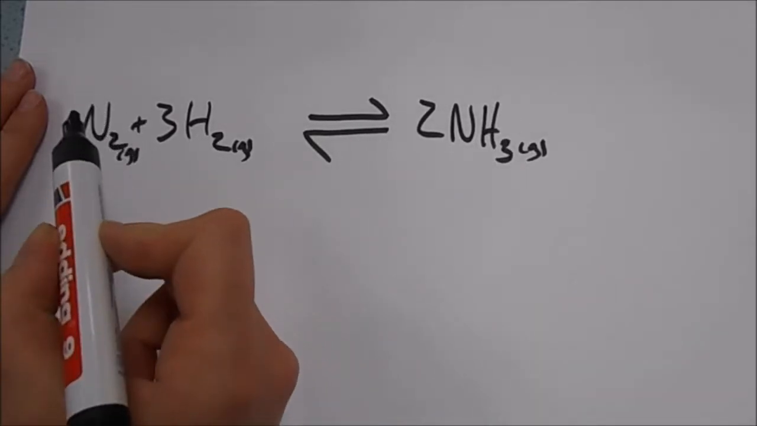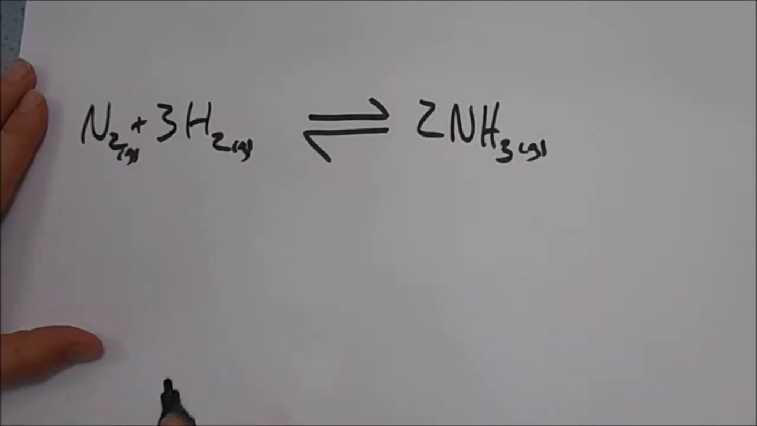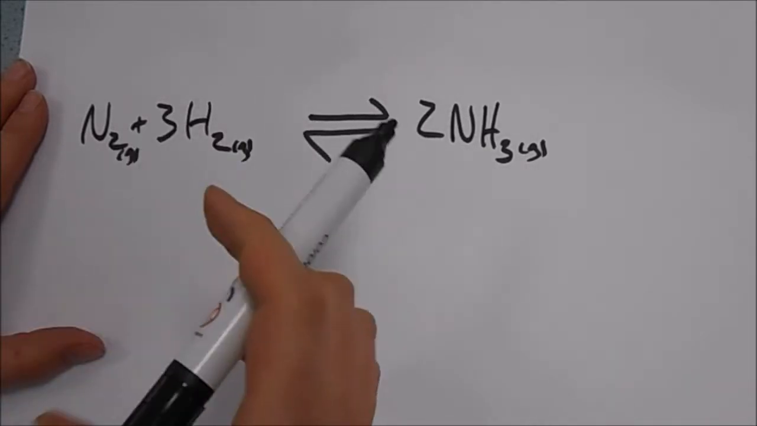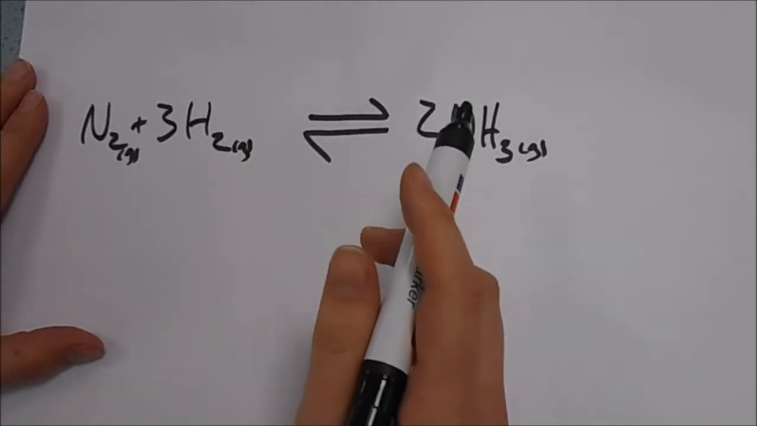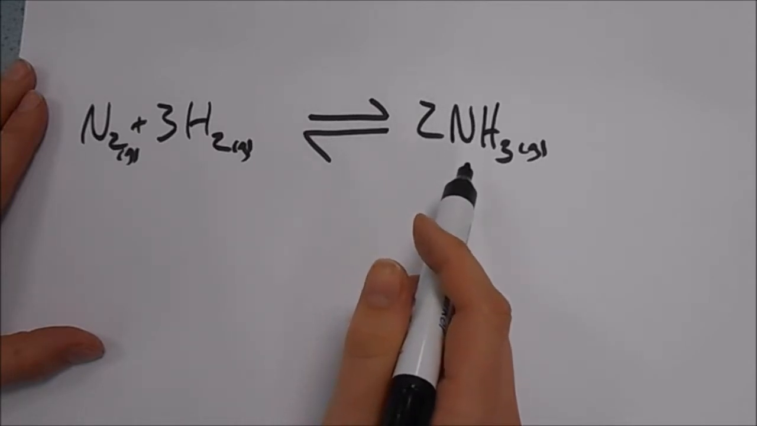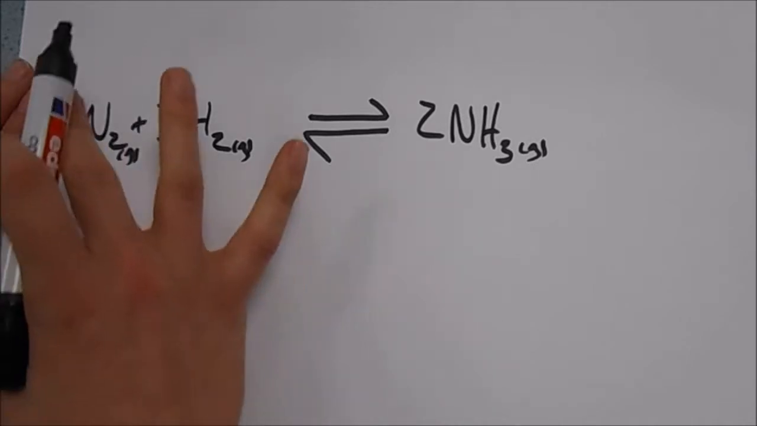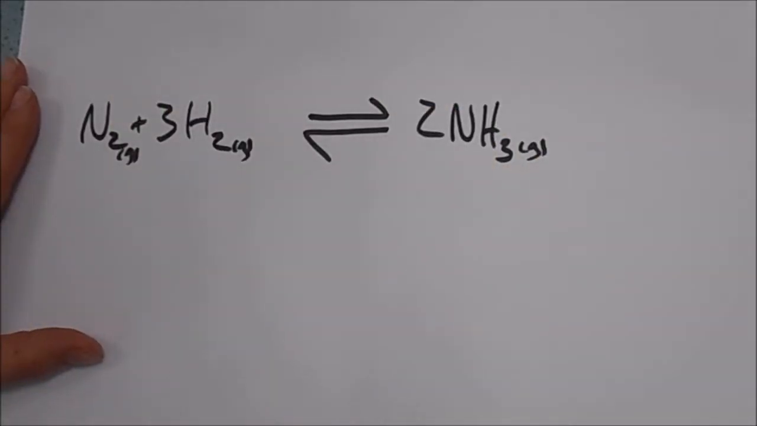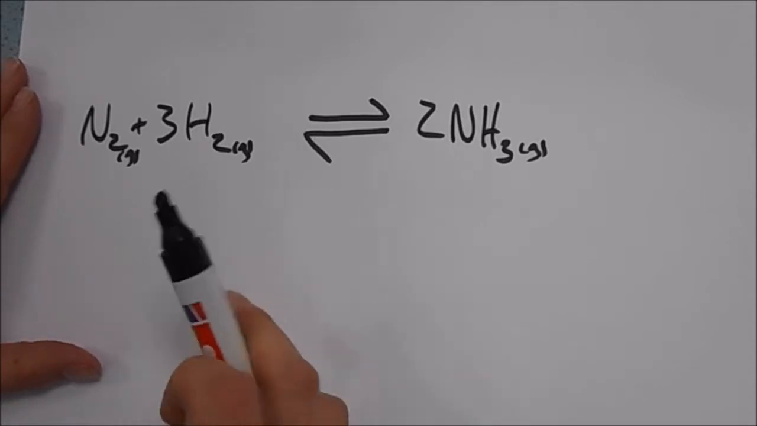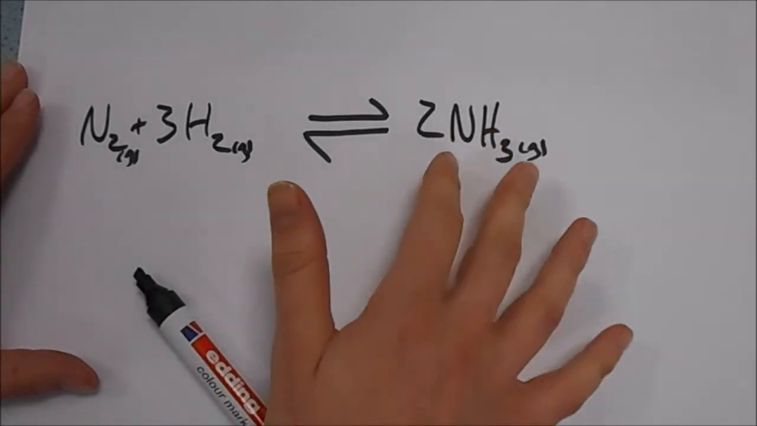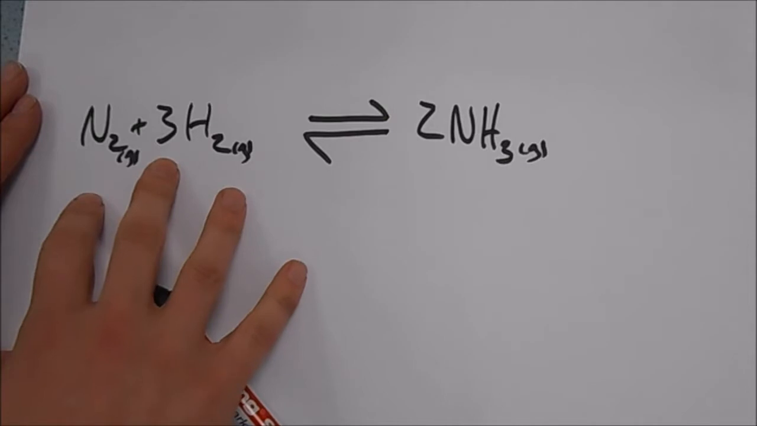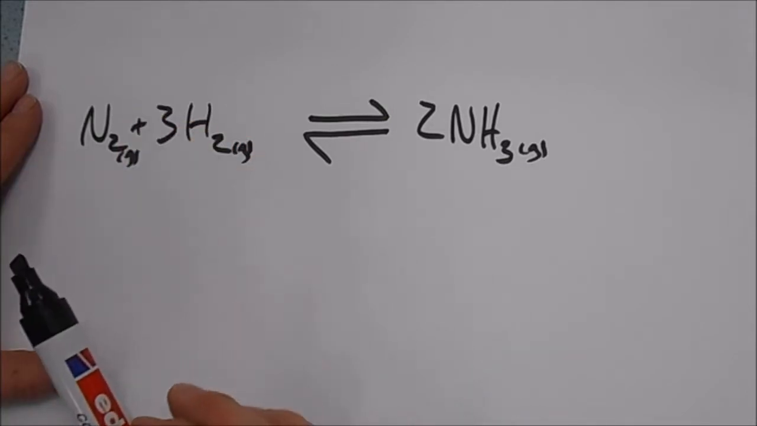So if we use this as an example, if we have a look at the forwards reaction rate, as we add nitrogen and hydrogen into a reaction vessel, it will start to produce ammonia. There will come a certain point where the ammonia will then start converting back into nitrogen and hydrogen, and we'll end up with a mix of all three things.